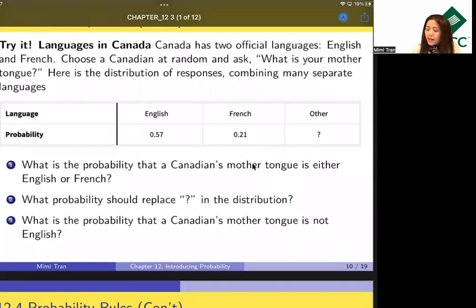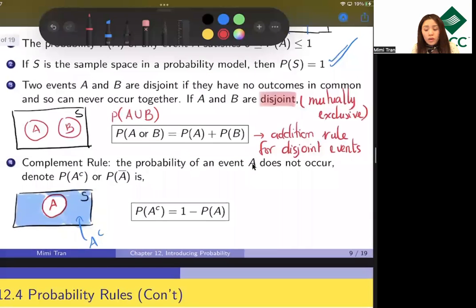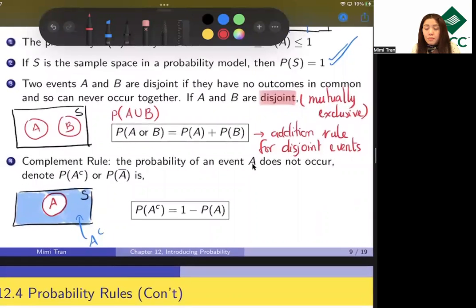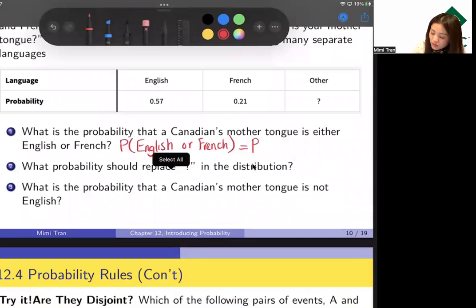So what is the probability that a Canadian's mother tongue is either English or French? I want to know P of English or French. Remember, this is a disjoint event, so you're going to use the disjoint rule, the addition rule. P of A or B is equal to P of A plus P of B. So P of English plus P of French.